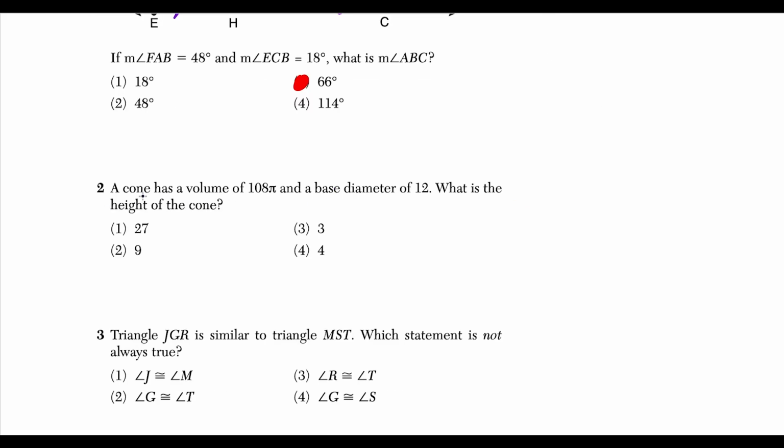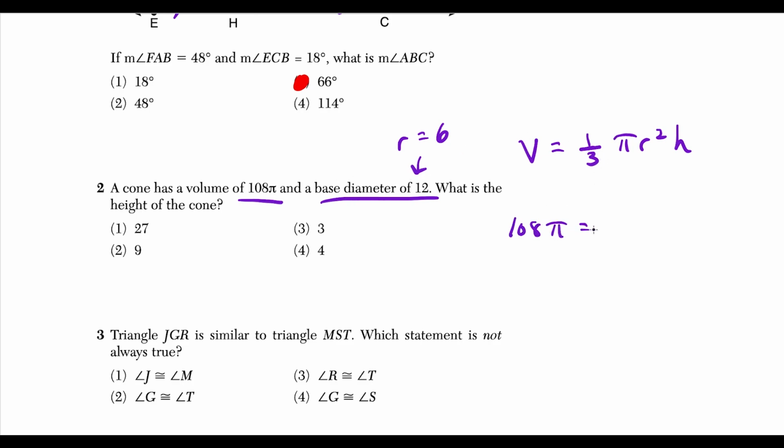For question 2, we have a cone with the volume of 108 pi and a base diameter of 12, and we want to know the height of the cone. Well, just know the volume of a cone is 1/3 pi r squared times the height. And if the diameter is 12, that means the radius is half of that, so the radius is 6. So now we just plug into this formula here. We have the volume is 108 pi, and this is equal to 1/3 times pi times the radius squared, so we're going to have 6 squared times the height.